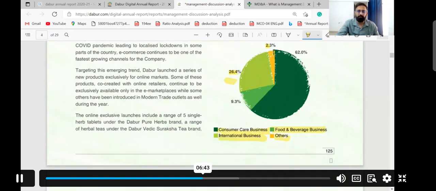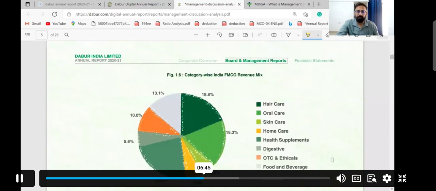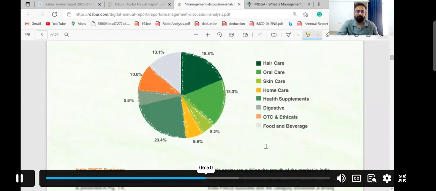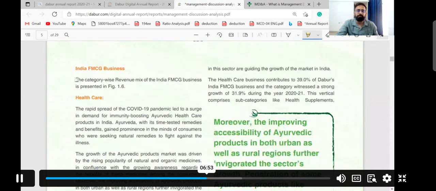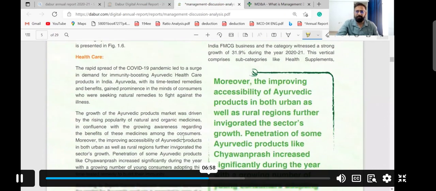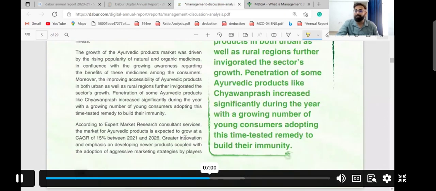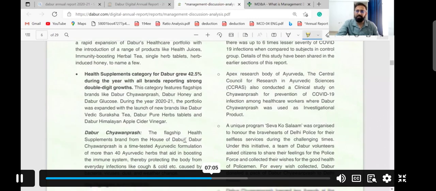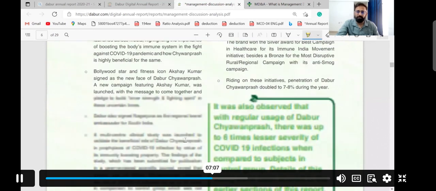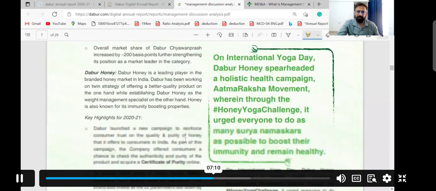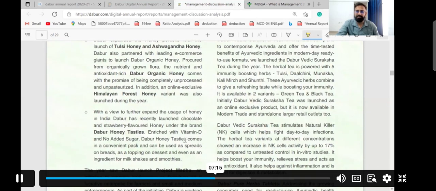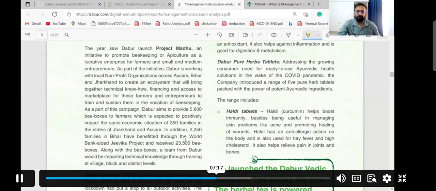Sector-wise information they have given you, strategic business units information they have given you. Further, category-wise Indian FMCG revenue mix is given. You can read it from here. They have given you the details about the Indian FMCG business. So for healthcare, they are providing details about how the healthcare sector is functioning, what the growth is, and what problems the healthcare sector is facing. You can get each and every piece of information from here. They provide details about the product, how they promote, what strategies they follow, what the variants of the product are. Each and everything you will be getting here.